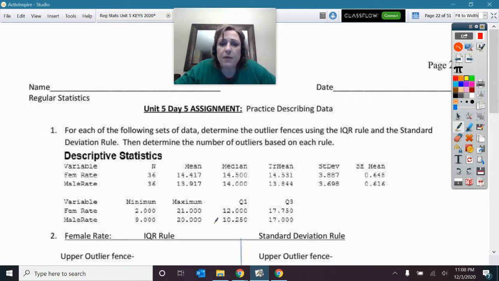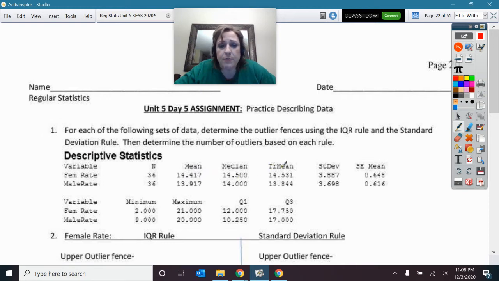Now, first of all, there is a computer printout that we have right here. So I want to go through a couple of things on this computer printout. We have these variables, the female rate and the male rate of whatever the context is here. It didn't quite talk about that. Now, this N tells you how many pieces of data there are in the data set. Of course, here is the mean and the median.